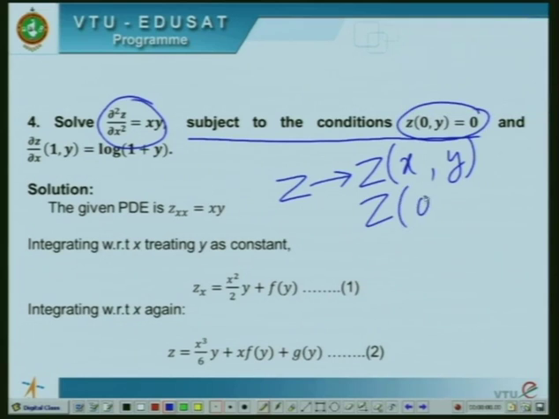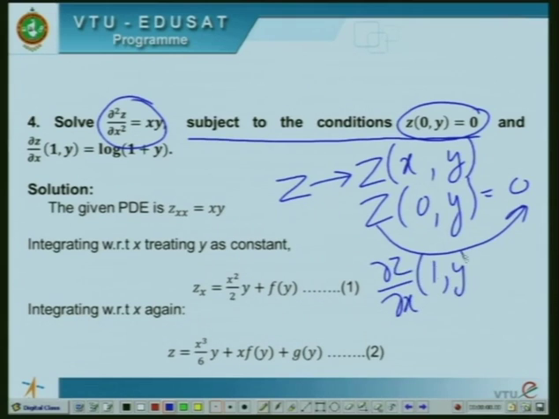So, what does this condition mean? Try to relate with this. What is z of 0 comma y equal to 0? Observe that when you compare these two, x is 0, correct? So, this condition means that when x is 0, z is 0. Okay, this condition is to be applied later in the solution. Similarly, what is dou z by dou x of 1 comma y equal to log of 1 plus y? Compare this with this. You can see that x is 1, no change in y, correct? So, this condition is interpreted as when x equal to 1, dou z by dou x is equal to log of 1 plus y.